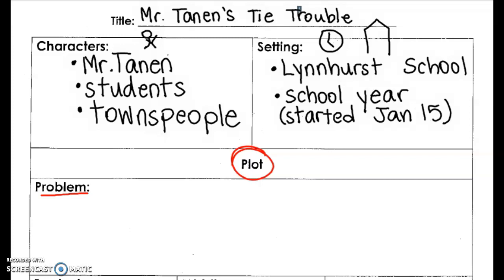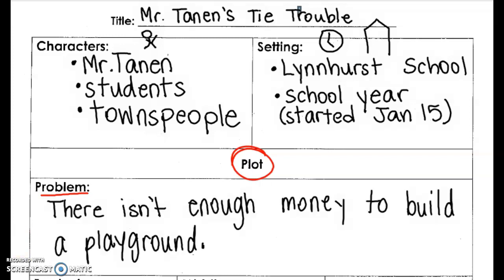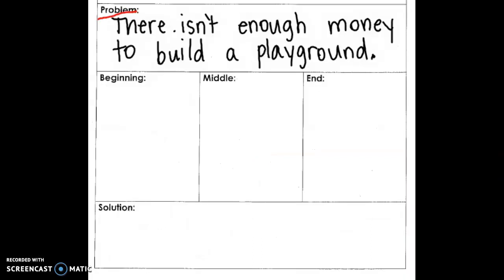All right, so it was a big problem. So our problem in the story is that there isn't enough money to build a playground. That was the big main problem in the story. There wasn't enough money to build a playground. So now I just kind of scroll down my screen. So my problem is there isn't enough money to build a playground. Now I'm going to come up with a solution that matches that problem.